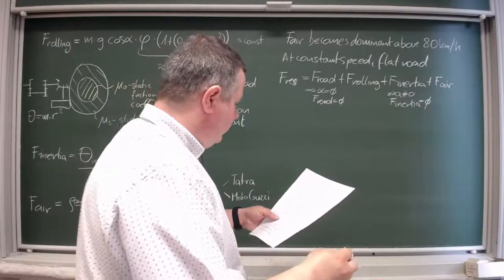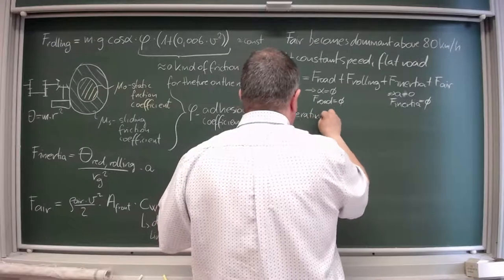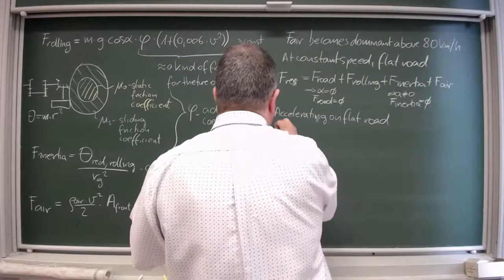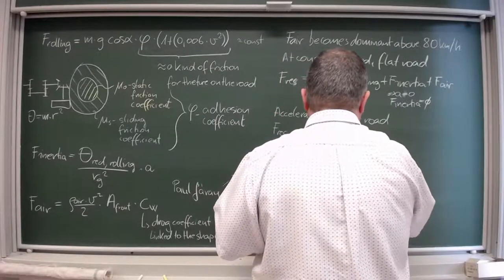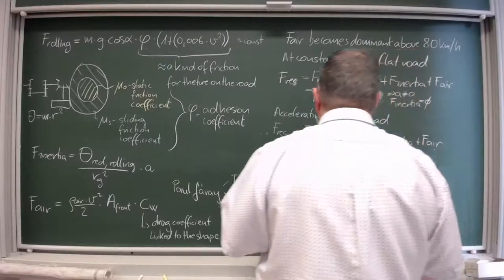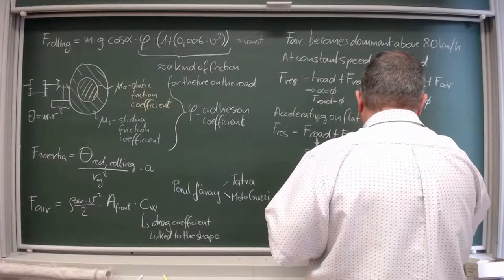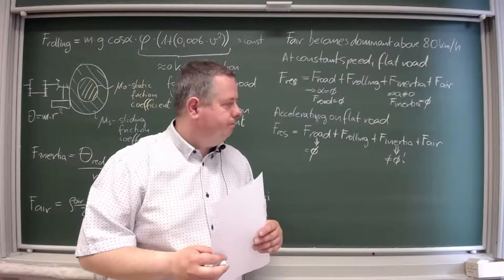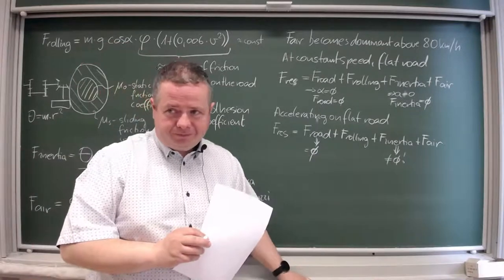Okay? And what happens if you make acceleration on a flat road? Obviously, you get force resistance: F road again, plus F rolling, plus F inertia, plus F air. So if you are accelerating, then still F road is zero, but F inertia will not be zero because you are accelerating your car. So you will have three non-zero members in the equation. Okay?